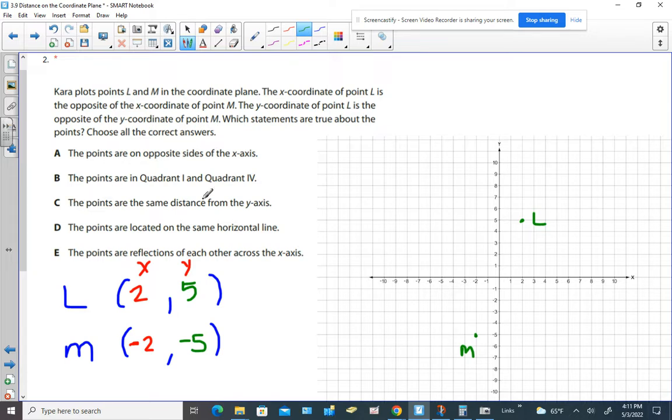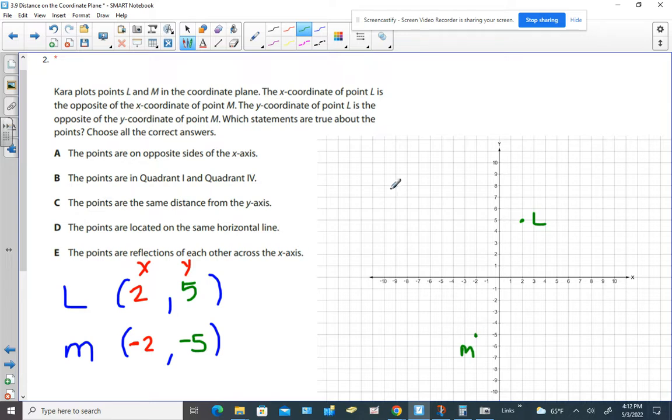C, the points are the same distance from the y-axis. So here's the y-axis. Are they the same distance? Because this one is 1, 2 away, and is this also 2 away? Consider that one. D, the points are located on the same horizontal line.